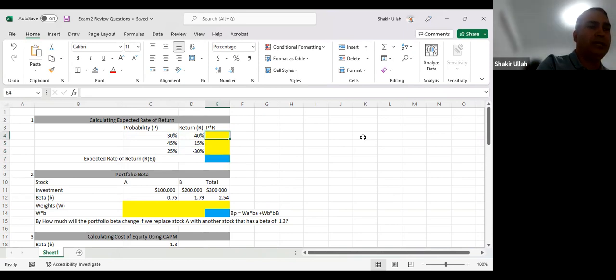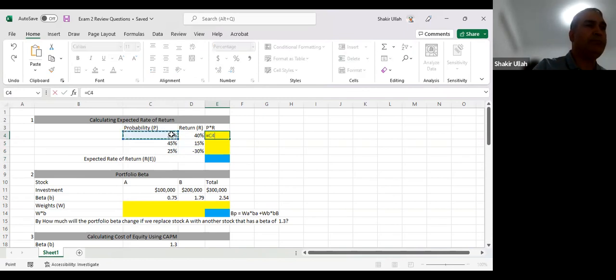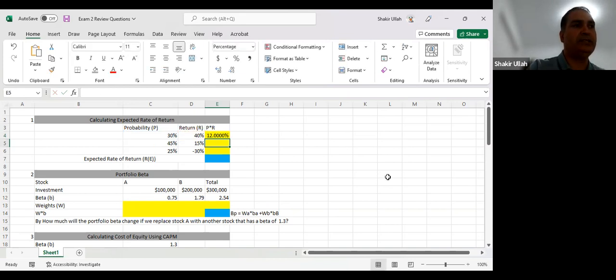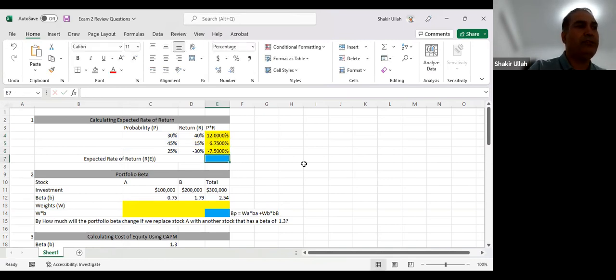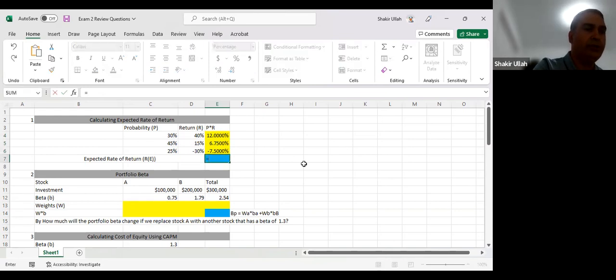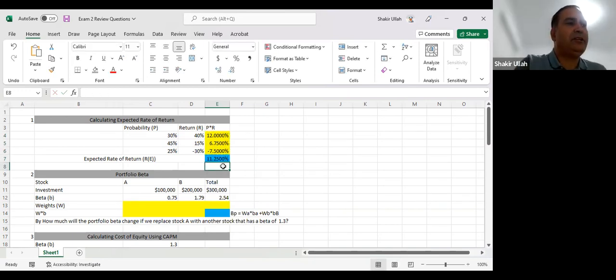I'm going to write an equal sign and then the probability multiplied by the return associated with that probability, which is 40% in this case, and press enter. So that is 12%. I can drag this down. If you're using Excel, that becomes easier, since it automatically multiplies the probability with the return. When I did all of these, I can then find the sum of all of these values, so that will be equal to sum of these values. And the expected rate of return in that case is 11.25%.